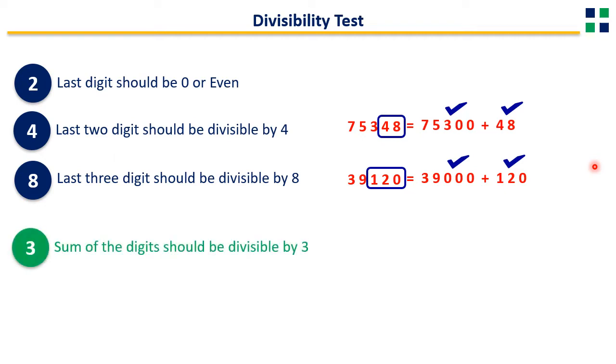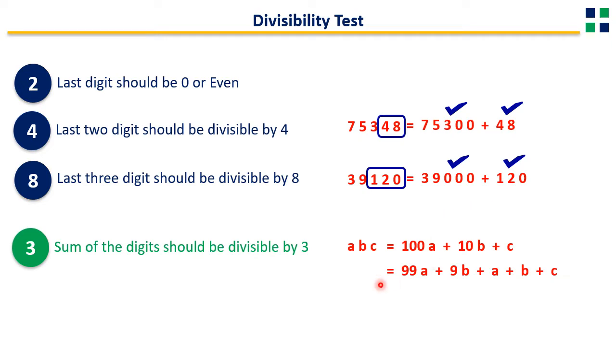For 3, what we do? We take the sum of the digits, and if the sum of the digits is divisible by 3, we say the number is divisible by 3. What is the reason? Why we do so? Let's say I take a 3-digit number ABC, where C is in the unit place, B is in the tens place, and A is in the hundreds place. The same number can be written as 100A plus 10B plus C. Further, I can simplify and write as 99A plus 9B plus A plus B plus C.